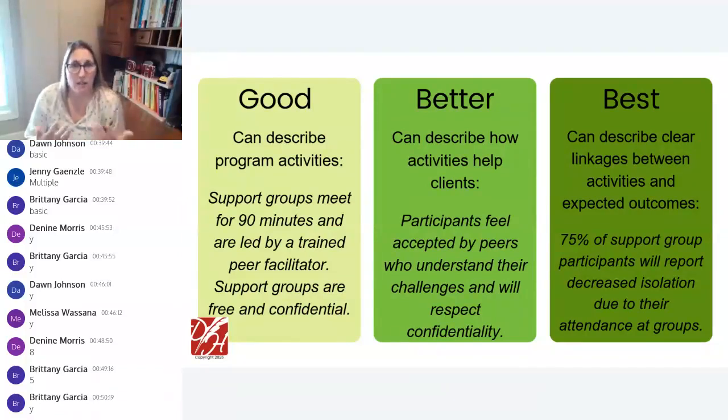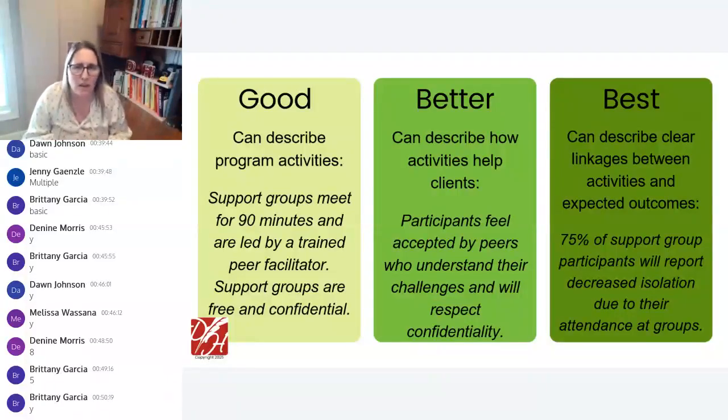Following with the text of that peer support group idea, the good description, without using logic model language by the grant maker or by us as the applicant, the good language we would start with can describe the program or project activities. The support groups meet for 90 minutes. They're led by a trained peer facilitator. Support groups are free and confidential. We've just learned an awful lot about what these activities are. They have deepened our understanding of the overall strategy of these peer support groups. We now have and could probably visualize much more accurately what these look like.